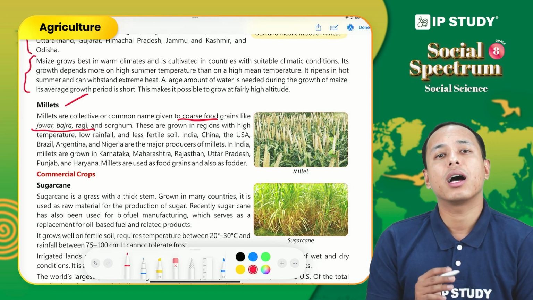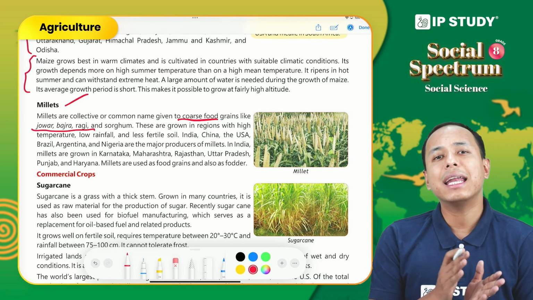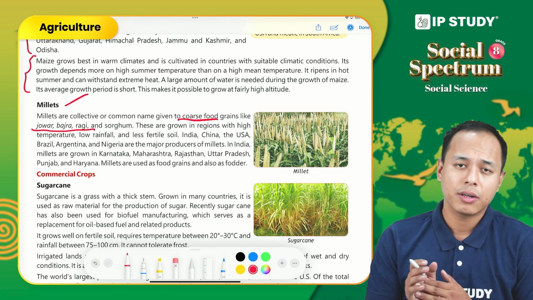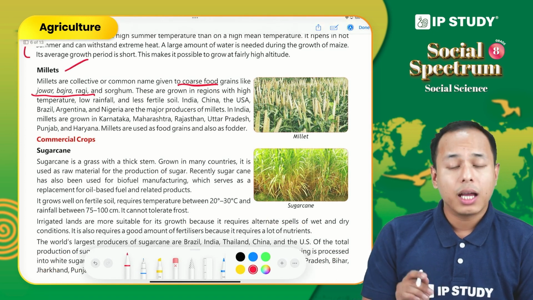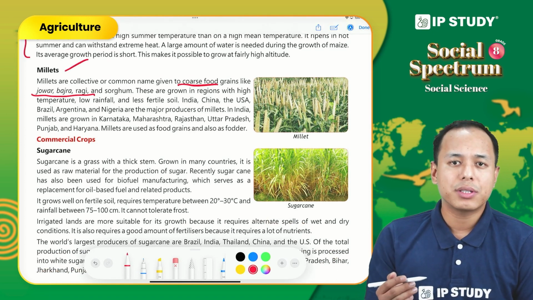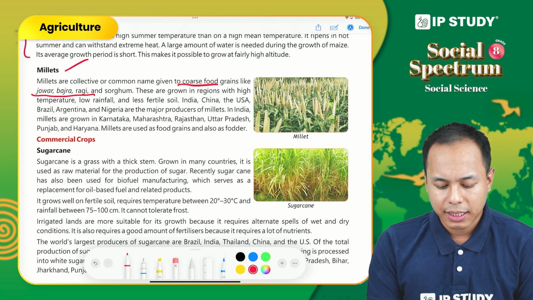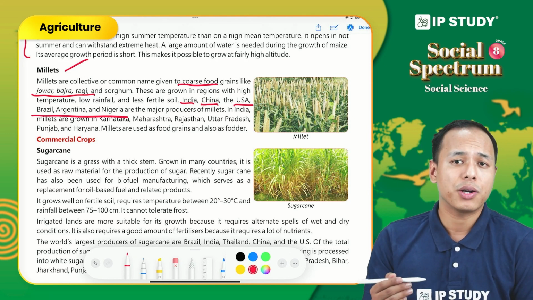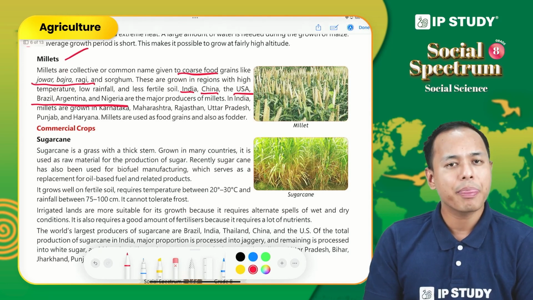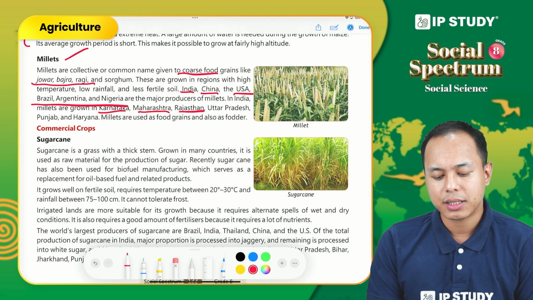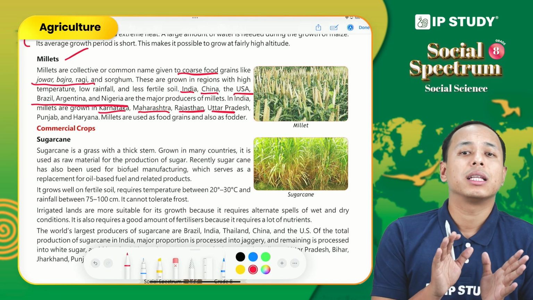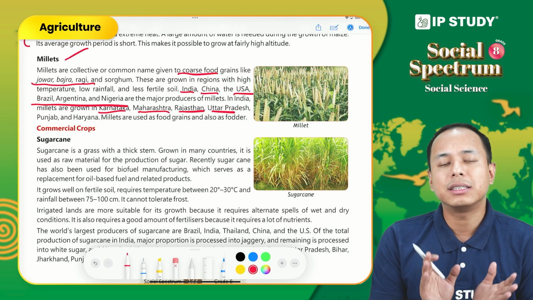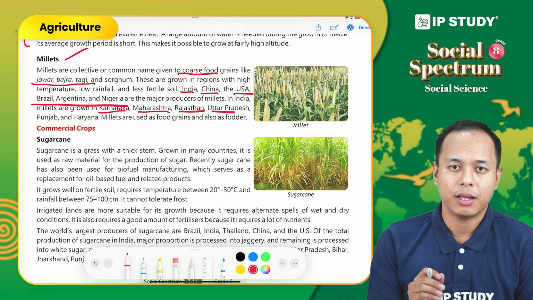So these crops are mostly grown in arid regions where the water availability is less and the soil is also less fertile. Okay. When we talk about the countries that produce or cultivate millet, India, China, USA, Brazil, Argentina, Nigeria, these are the major millet producing countries in the world. In India, Karnataka, Maharashtra, Rajasthan, Uttar Pradesh, where the arid type of climate or relief is there, millet is produced or cultivated.